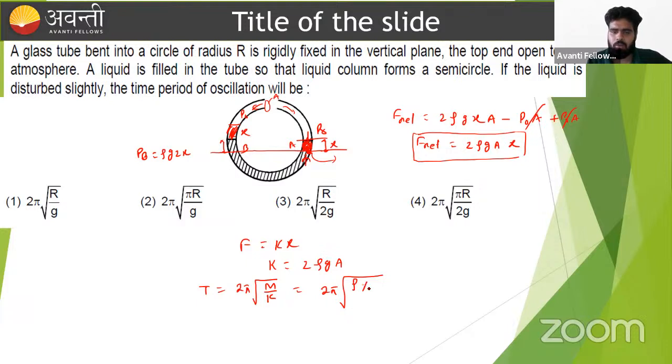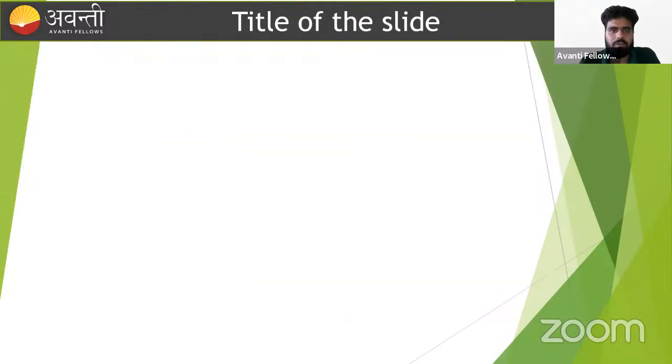Mass is density into volume. Volume is area into length. And the cross-sectional area, we consider A. What is the length? Initially the water is filled in a semicircular tube, so we can say the length is nothing but pi into R. So mass is rho A into pi R, and K value is 2 rho g into A. Here A and A cancel out, and rho and rho cancel out. What is the required value? 2 pi root over pi R upon 2g. I hope this is clear to everyone. Option D is the right one.